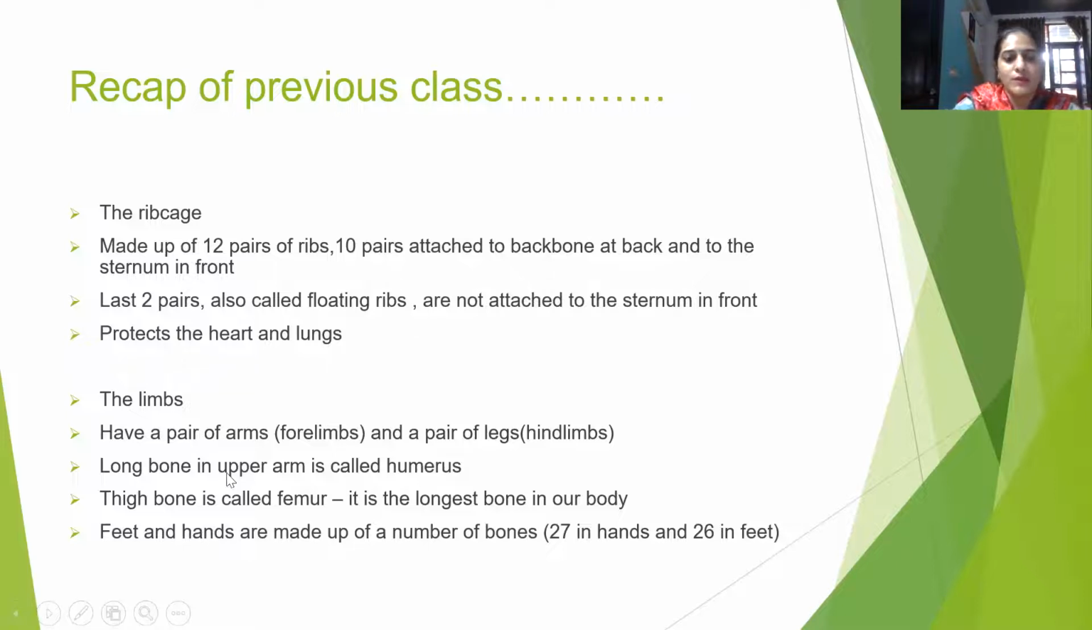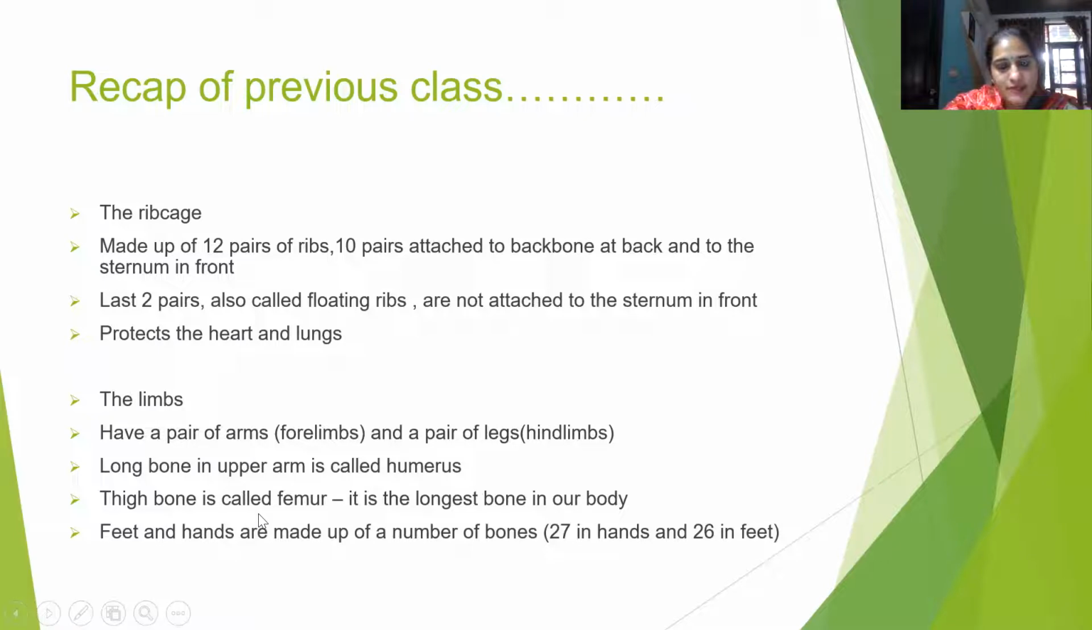The long bone in the upper arm is known as the humerus. Not humorous, that is funny. If you see carefully, the spelling is humerus, not humorous. So you have to remember the spellings as well. The longest bone of our forelimb is known as the humerus, and it is attached to two smaller bones. The thigh bone is also called the femur.